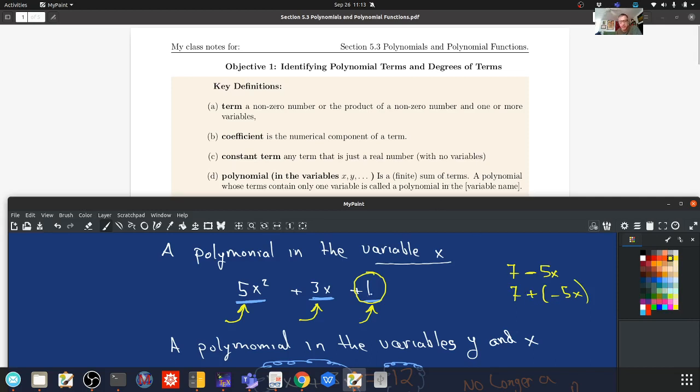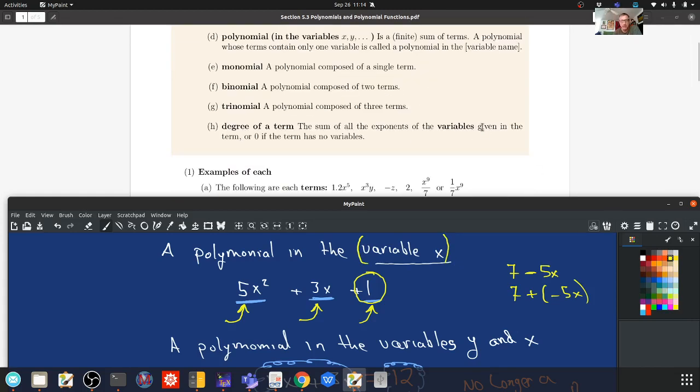It's a finite sum of terms. Here, finite just means it's not infinite. There's some number greater than that number. 1, 2, 3, finite. And we're always going to be dealing with probably no more than 3 or 4 terms. A polynomial whose terms contain only one variable is called a polynomial in that variable. Just like I have right here, this is a polynomial in the variable x. Many times we suppress "in the variable x" when it's evident that the polynomial is just in that variable.